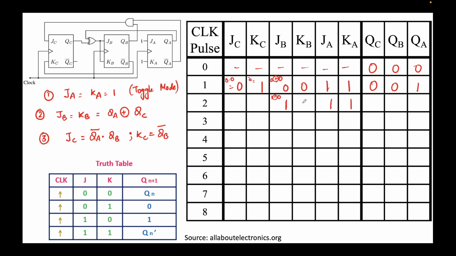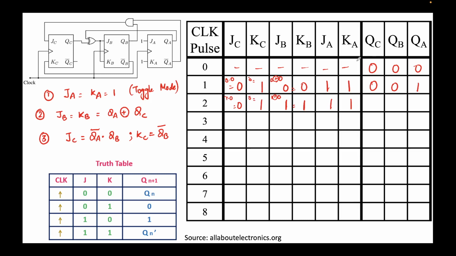So 1 XOR 0 is 1. This will also be 1. So these are equal. Okay. JC is QA bar times QB. QA bar, which is 1 bar, dot QB. QB is 0. This will turn out to be 0. And KC is QB bar. QB bar is 0 bar. So that will turn out to be 1.